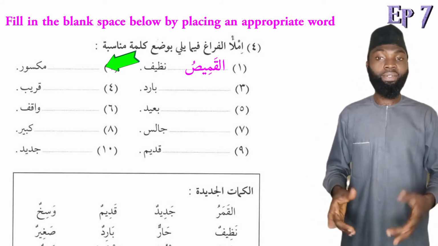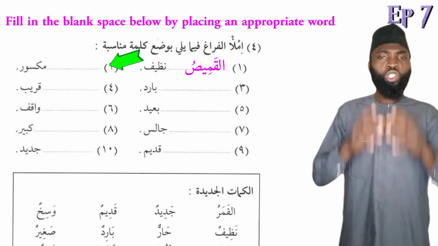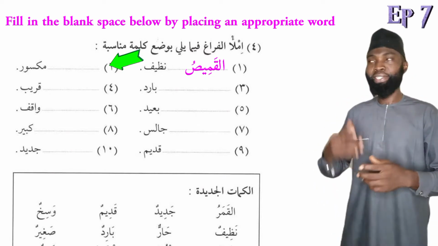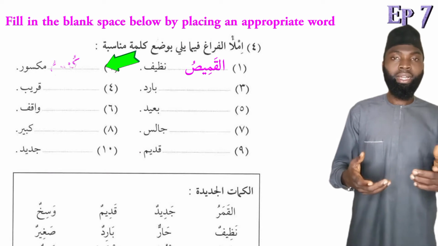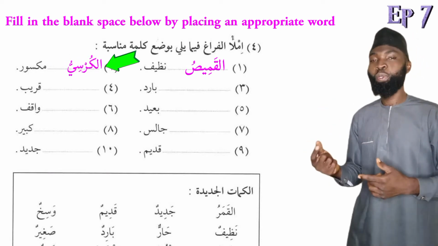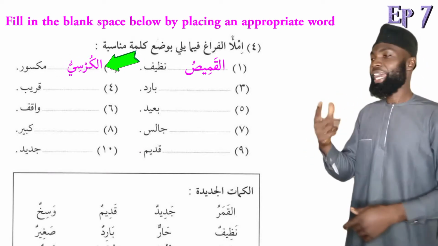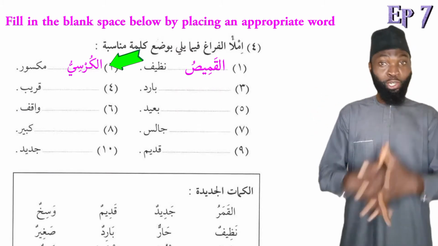And that is also an adjective describing something. So what is broken? Maksurun. We can simply say al-kursiyu maksurun. That is the chair. Maksurun is broken. You can use your own word.